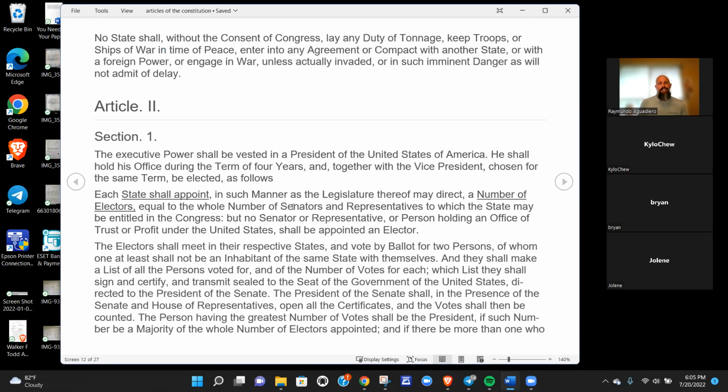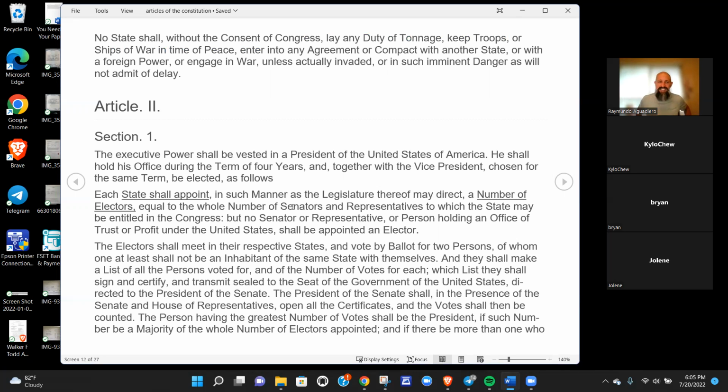Okay, Article 2, Section 1. The executive power shall be vested in a president of the United States of America. He shall hold his office during a term of 4 years, and together with the vice president, chosen for the same term, be elected as follows. Each state shall appoint, in such manner as the legislature thereof may direct, a number of electors equal to the whole number of senators and representatives to which the state may be entitled in the Congress. But no senator or representative, or person holding an office of trust or profit under the United States, shall be appointed an elector.